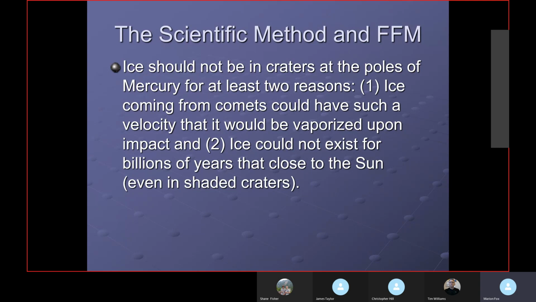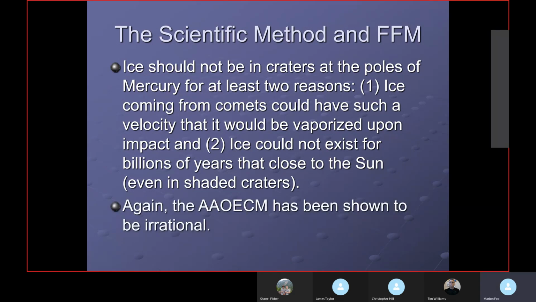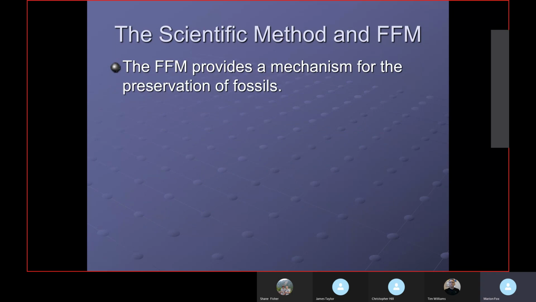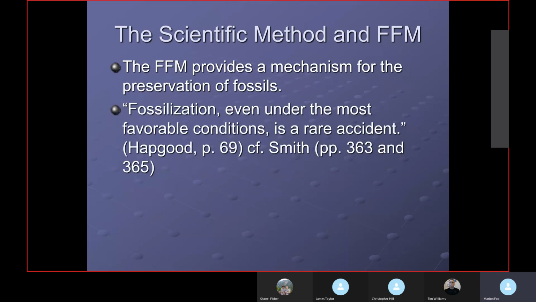And they were confused. They didn't predict it would be there. But my model predicted that it should be there some 20-some odd years ago. Again, the atheist agnostic old Earth creationist model has been shown to be irrational. It won't explain these things, but my model does. My model provides a mechanism for preservation of fossils.